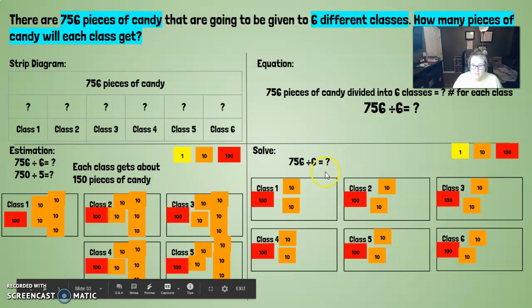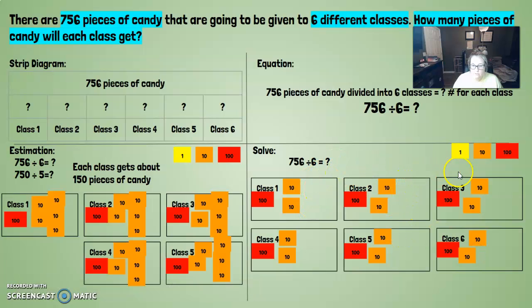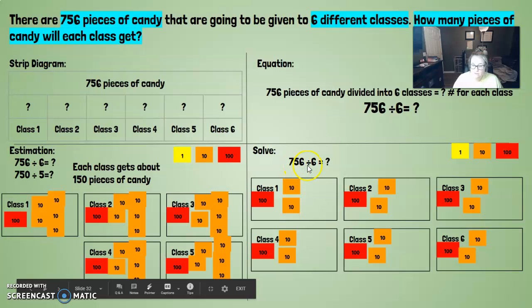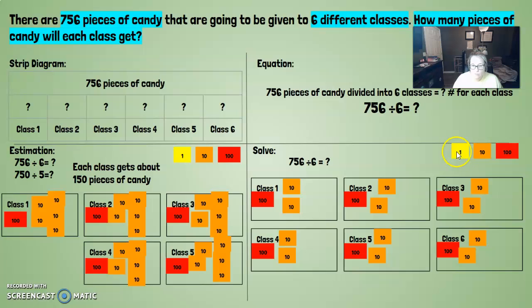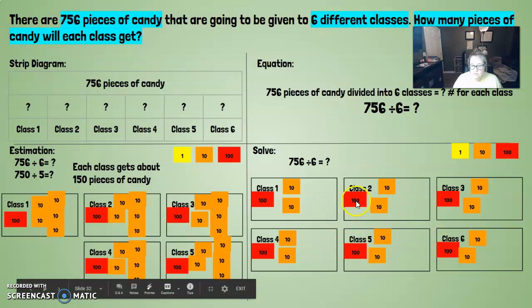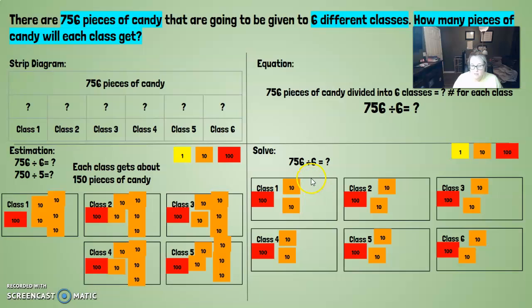Let's see if I can go again. 730, 740, 750, 760, 770, 780. But I can only go up to 756, so I cannot use any more tens. So now I'm going to use my ones. So remember, I was at 100, 200, 300, 400, 500, 600, 20, 40, 60, 80, 100, so 720. So I'm going to start at 720.